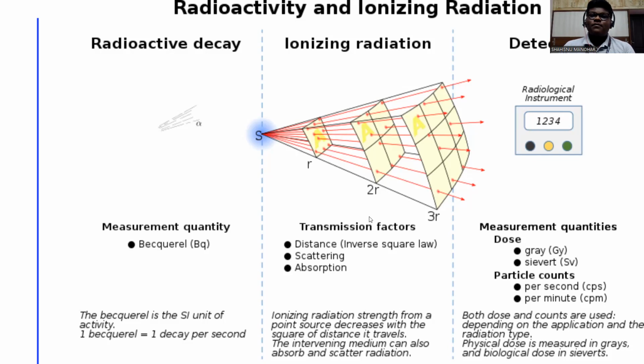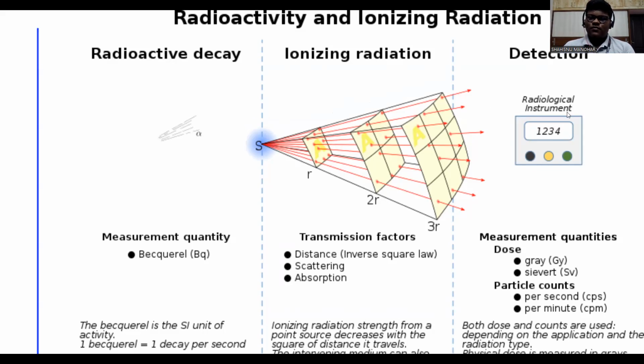The intervening medium can also absorb and scatter radiation. And here we use an instrument to measure radiation decay. This is a radiological instrument. The measurement quantities comprise dose, as gray (Gy) and sievert (Sv), and particle counts, as per second (CPS) and per minute (CPM).